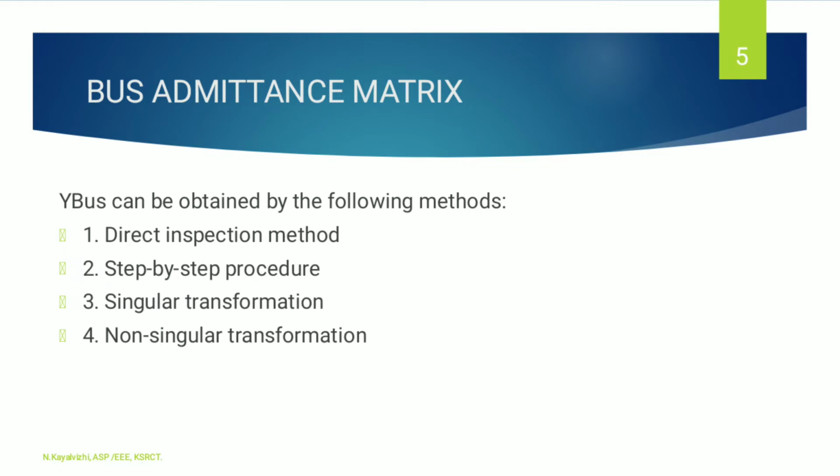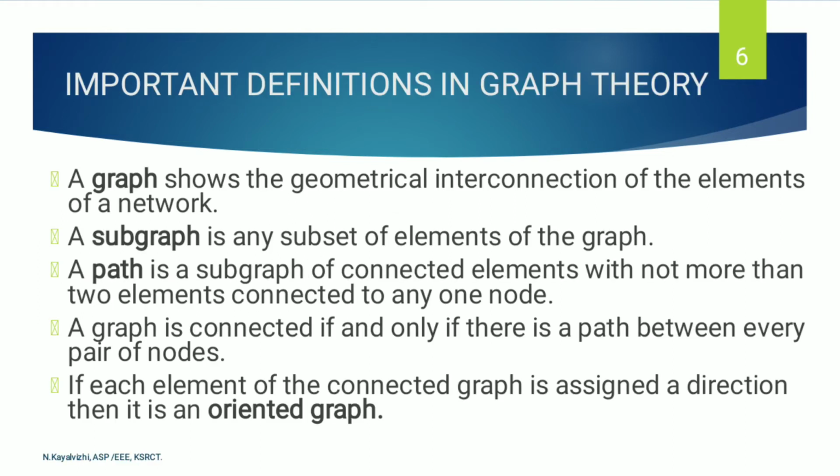So the bus admittance matrix can be formed with the following methods. Number 1 is the direct inspection method, 2 the step-by-step procedure method, 3 the singular transformation method, and the fourth one is the non-singular transformation method. So the important definitions in graph theory, before going into the Y-bus formation by the inspection method or any other method, are the important terms we have to know.